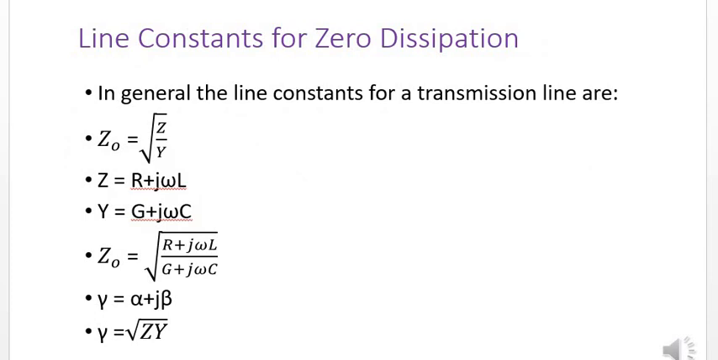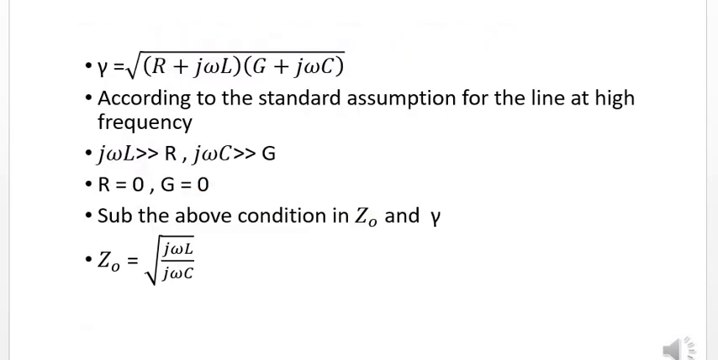In general, the line constants for a transmission line: the characteristic impedance Z0 is equal to square root of Z by Y. Z represents the series impedance, which is equal to R plus j omega L. Y is the shunt arm admittance, which is equal to G plus j omega C. So substitute this Z and Y in the characteristic impedance. We get Z0 equal to square root of (R plus j omega L) by (G plus j omega C). Gamma is the propagation constant, equal to alpha plus j beta, which is equal to square root of Z into Y. So gamma is equal to square root of (R plus j omega L) into (G plus j omega C).